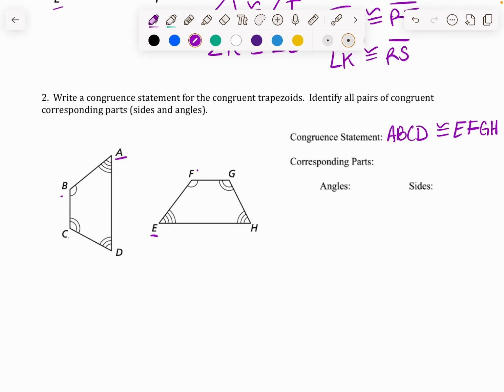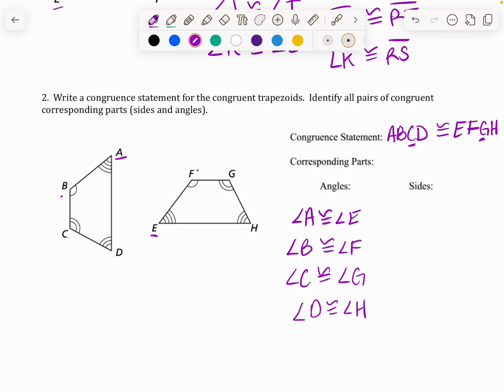So then the angles that would go together would be A and E, the first 2 from each. Then B and F would go together, which you can see on your diagram or from here. So C and G. And then D and H. And then the sides would be any of the combinations of the 2 in order.